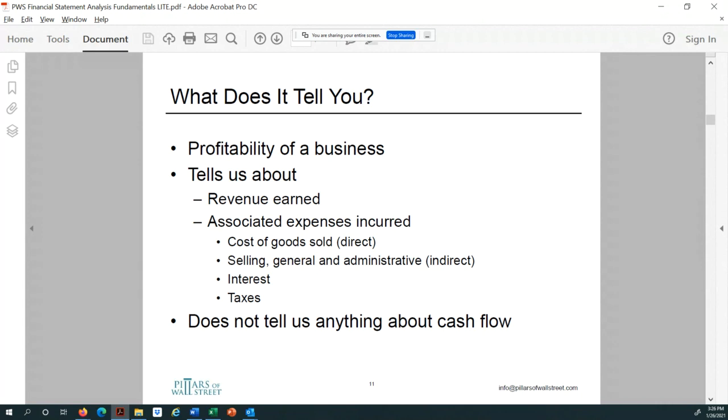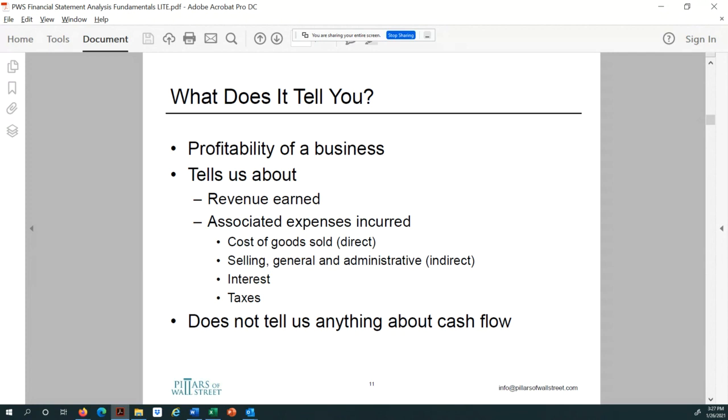So from an accrual accounting point of view, we're only recognizing revenue as it's generated, right, as we're actually selling products and services, and expenses as they're incurred, not when cash is going in or out the door. Okay, just a very important point to keep in mind when it comes to accrual accounting.